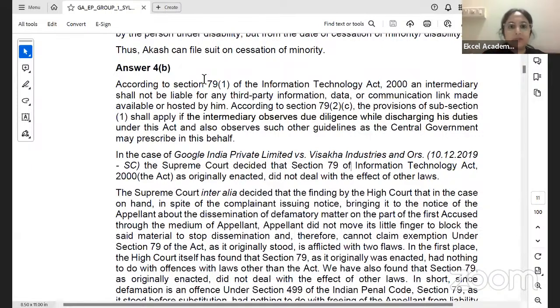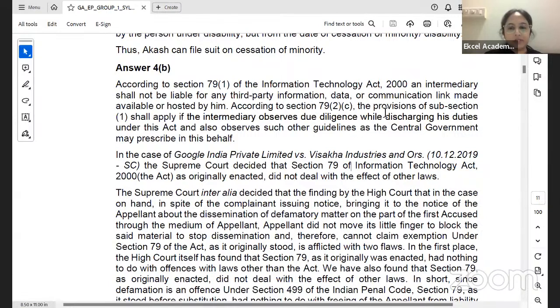But if you try to make them liable for each and everything, nobody will render that service. So that is Section 79. First thing you will explain that. And then you say it is originally enacted. Okay. Later, we will go to that case. So it says, intermediary shall not be liable for any third party information, data, communication link, whatever.